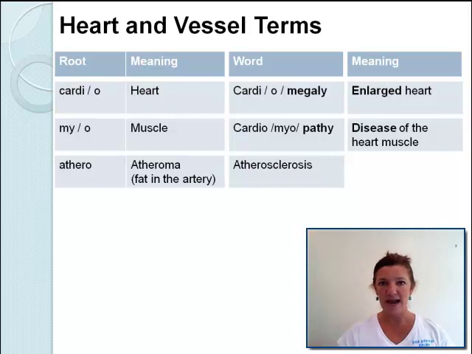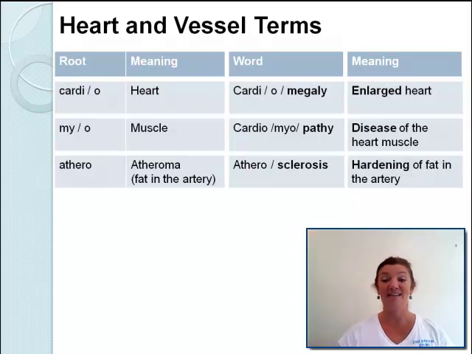Atherosclerosis. Well, we know now that sclerosis means hardening. So therefore, atherosclerosis is hardening of fat in the arteries. And this is what can build up in your arteries and cause potential sites for blockages. Another term for these atherosclerotic areas is plaques.